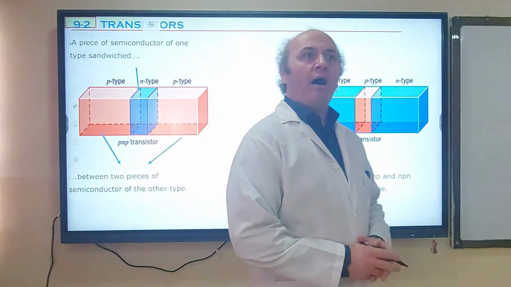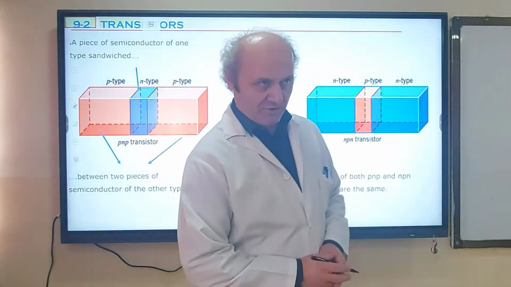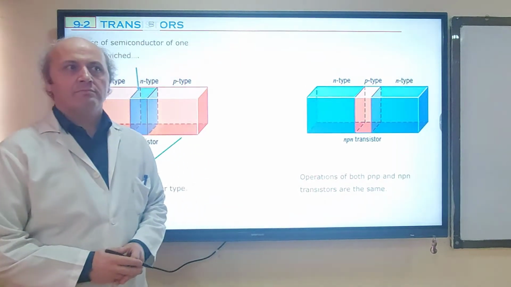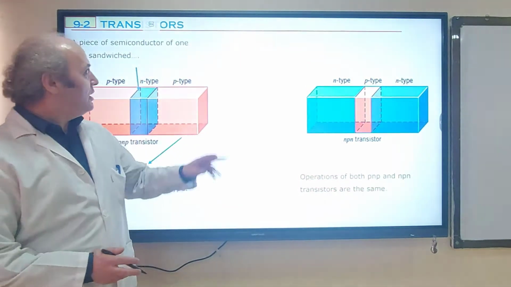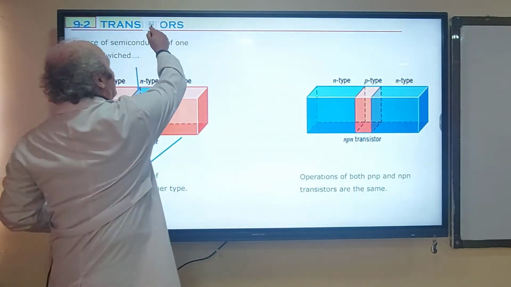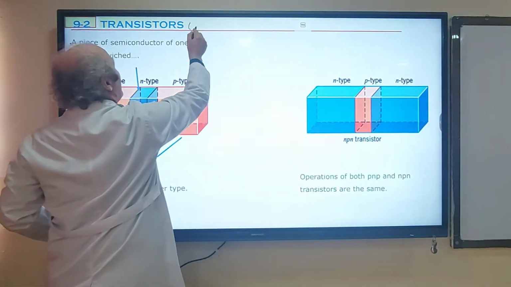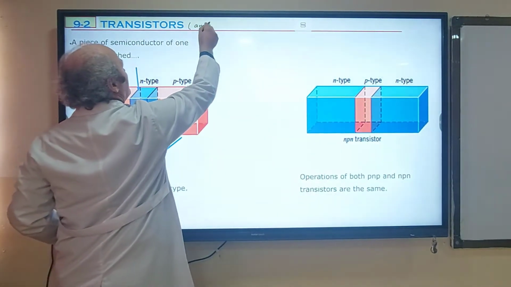Diodes are called rectifiers. Capacitors are called filters. Transistors are called amplifiers.